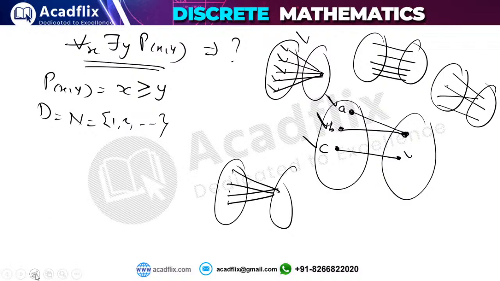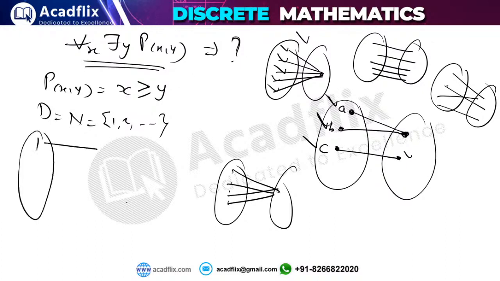Anyway, this is just an analogy for understanding. I am just saying that for everyone you must have someone. That's the only point. Now let's see what the truth value of this is. The truth value of this is true. Why? Because for everyone there is someone.